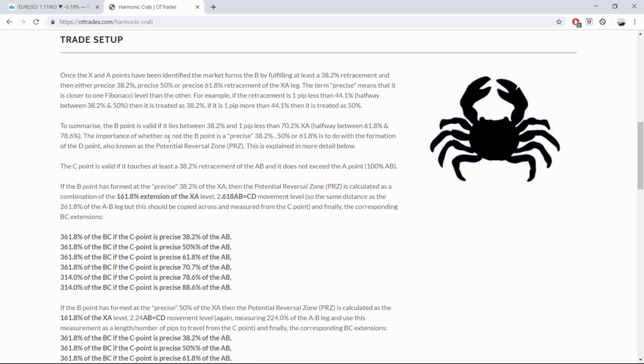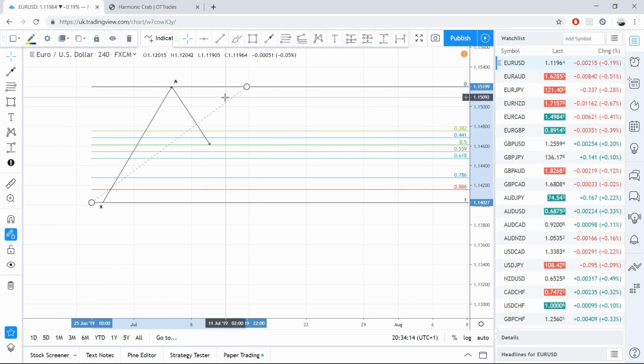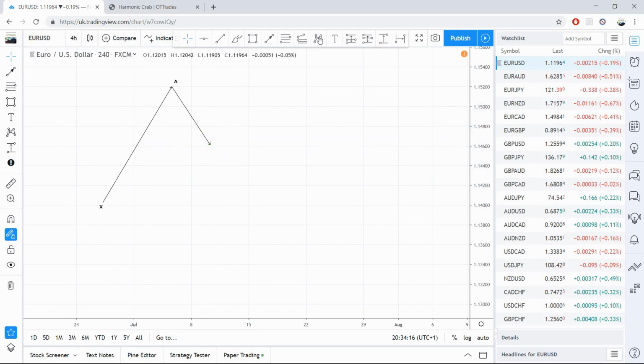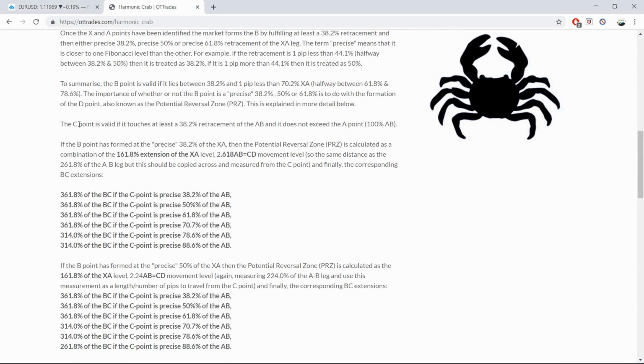There it goes. It says depends on the B point, which determines the D point. So moving on to the C point. Just label this up as B. So the C point is a relatively easy one to determine.